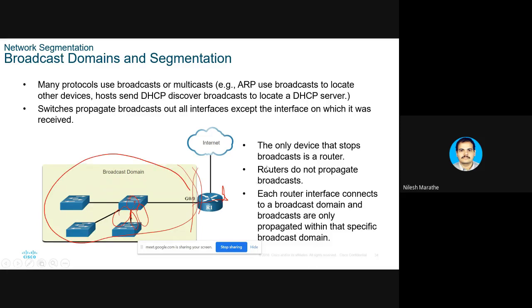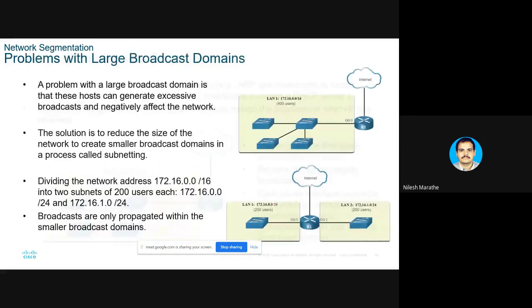Most of the time, broadcast or multicast addresses are required for DHCP. Whenever a PC connected to this particular switch wants an IP address, it goes for broadcasting, a DHCP discovery. At that time, it goes as a broadcast domain. This DHCP discovery will not go beyond this router. That is called restriction of the broadcast domain.